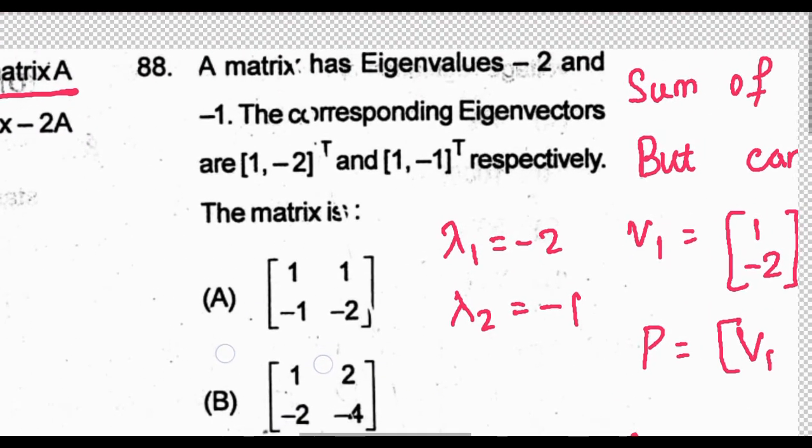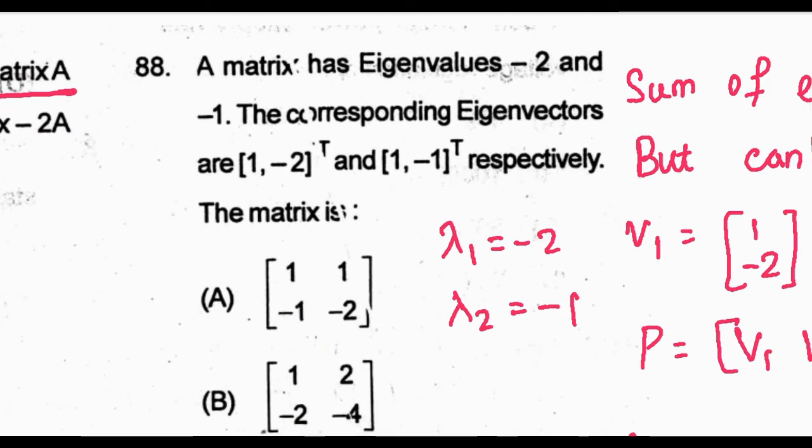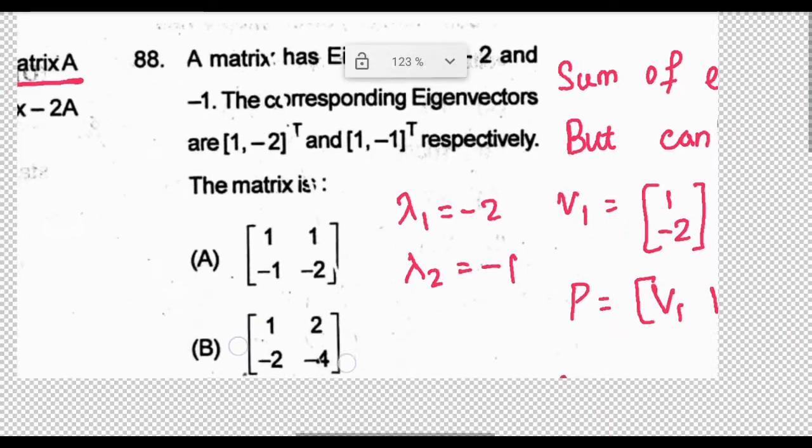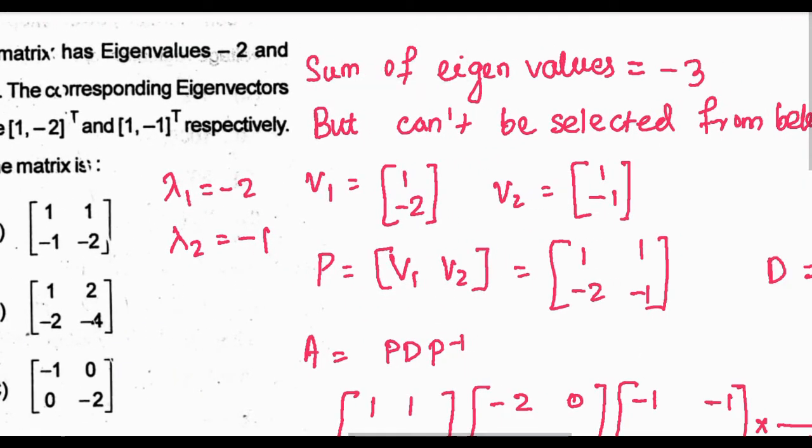Next is question number 88. A matrix has eigenvalues -2 and -1. The corresponding eigenvectors are [1, -2] transpose and [1, -1] transpose respectively. The matrix is? There are 2 to 3 methods to find the matrix. I have followed one method, which is the diagonalization of the matrix.